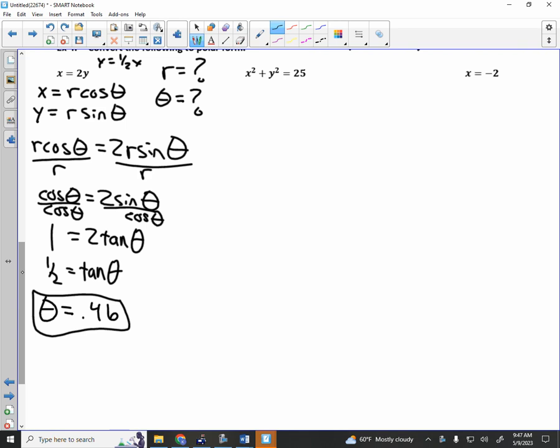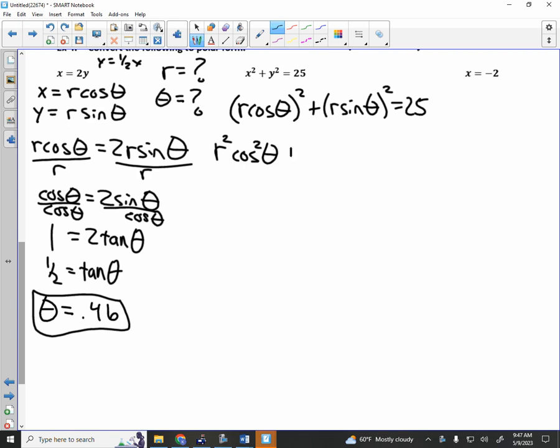I'm going to take and plug in r cosine of theta for x. And then I will plug in r sine of theta for y. That's equal to 25. Notice if we square this, we get r squared cosine squared of theta plus r squared sine squared of theta is equal to 25.